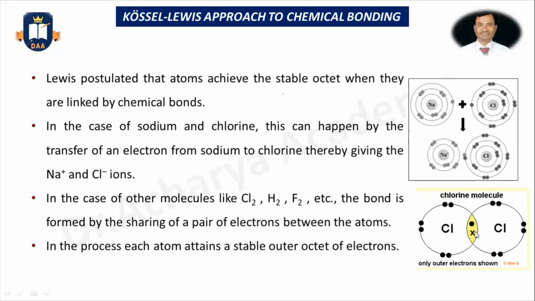Here also if you count around this, 1, 2, 3, 4, 5, 6, 7, 8, and the right side chlorine atom also forms 8 electrons in the same way. So in this way, during the formation of the bond, it forms the octet of electrons, and the octet is the stable octet.